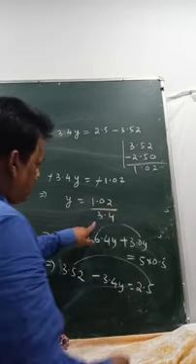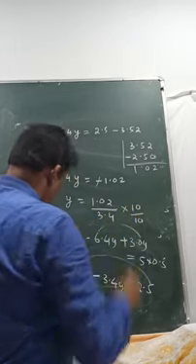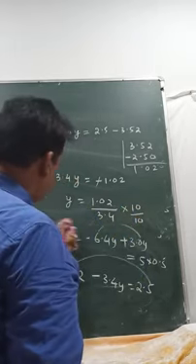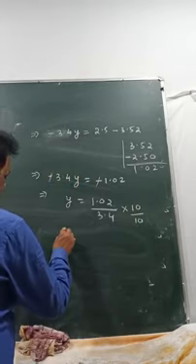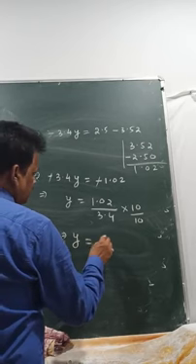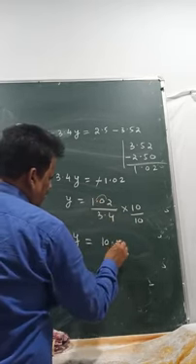The easy method is multiply 10. How much you will get? Implies y equals to, this will be 1 place it will come, 10.2 by 34.